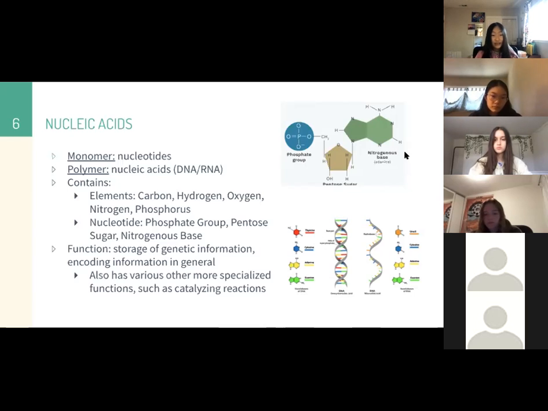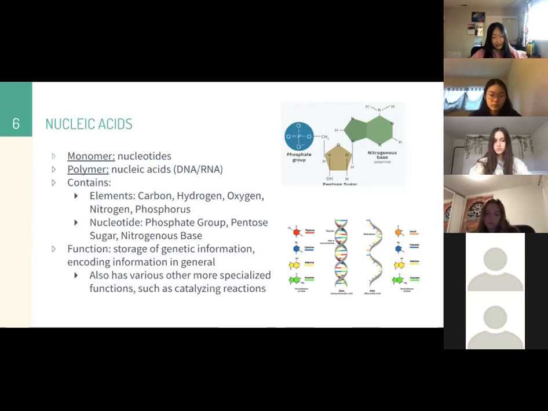The nucleotide is important because the phosphate group is negatively charged, and the phosphate group and the sugar form the phosphate sugar backbone of the nucleic acid. So it would be this strand here and this part. And the nitrogenous base is the middle part, and it forms the ladders of the nucleic acid.